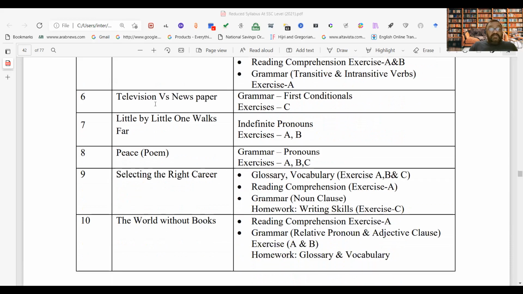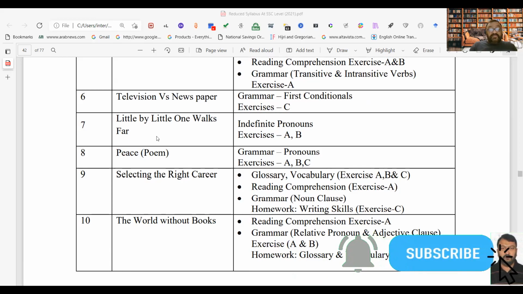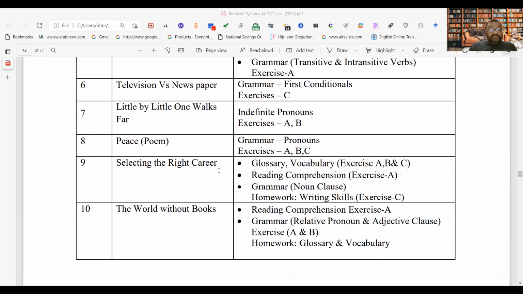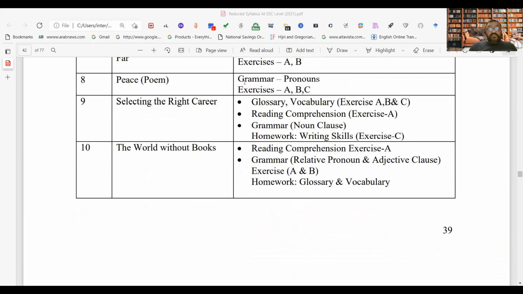Number 6, Television versus Newspaper: grammar, first conditional, exercise C. Little by Little One Walks Far: indefinite pronouns, exercises A, B. Poems, Peace: grammar, pronouns, exercises A to C. Selecting the Right Career: glossary, vocabulary, exercises A to C; reading comprehension exercise A; grammar, noun clauses; and homework, writing skills, exercise C.